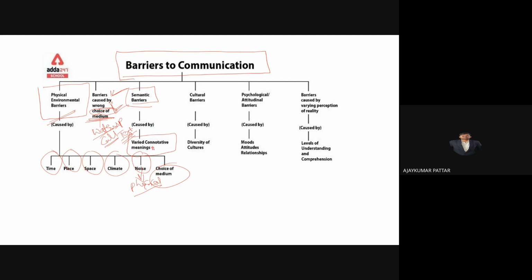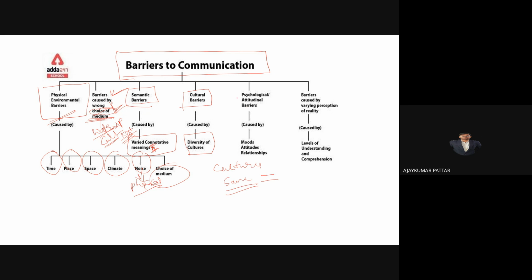So we will discuss the semantic barriers later in detail. Then cultural barriers. It is because of the diversity of cultures, because our culture is different and somebody else's culture is different. The same thing we do differently in different cultures. Then the communication will not happen effectively because of diversity in cultures.